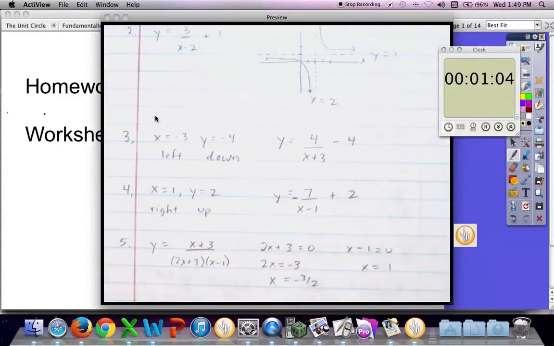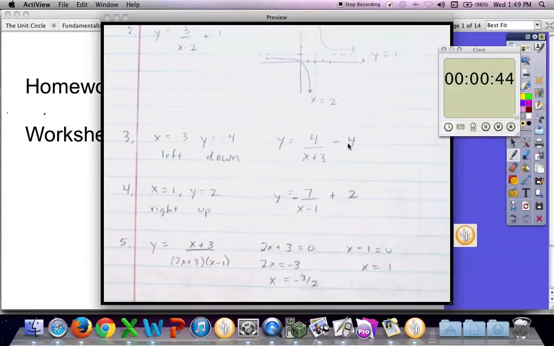So it's 4 over x. If the asymptote is at x equals -3, that was a shift to the left of 3. So you show that inside the function by doing +3. Right? And if the horizontal asymptote is y equals -4, that means the whole graph is down 4. You show that by doing -4.